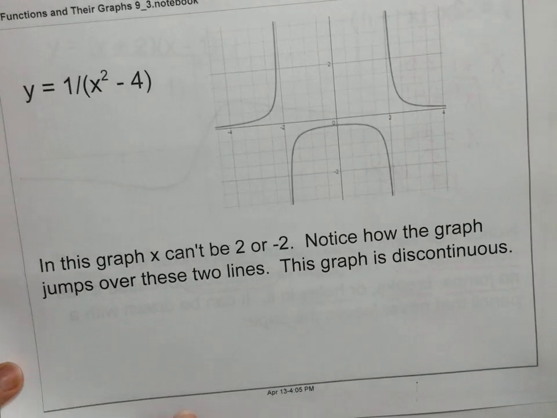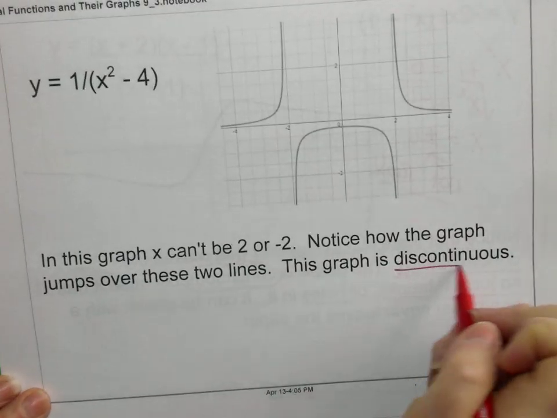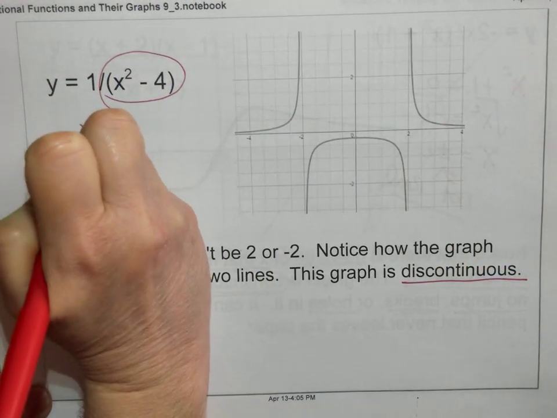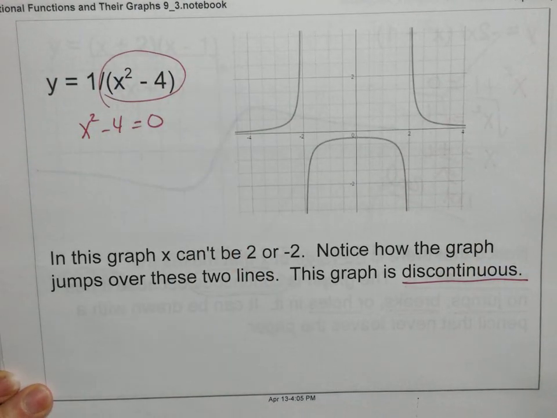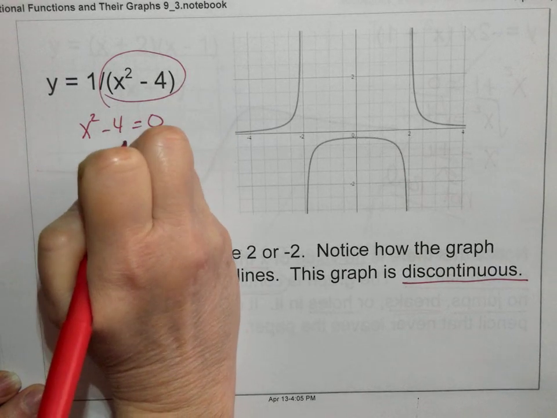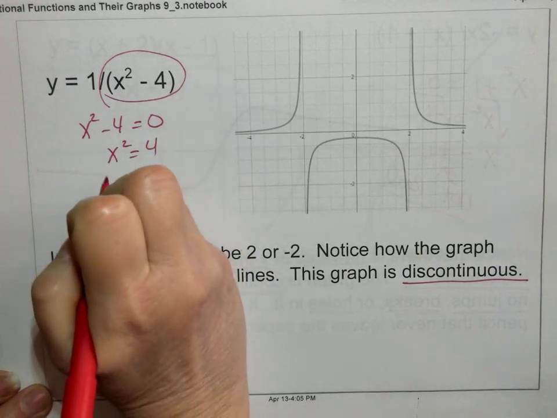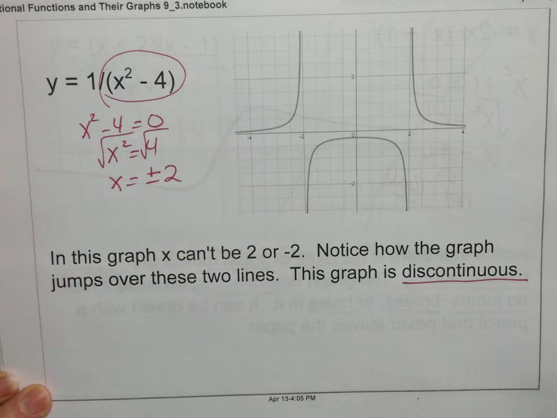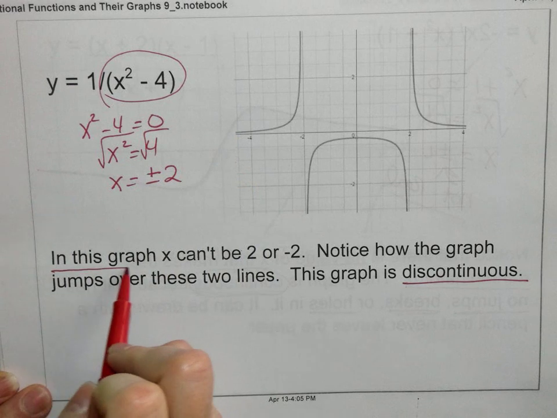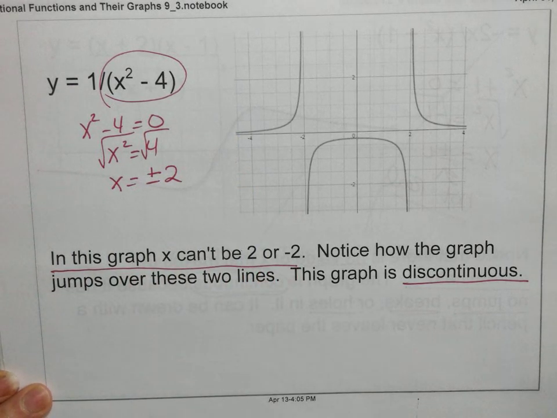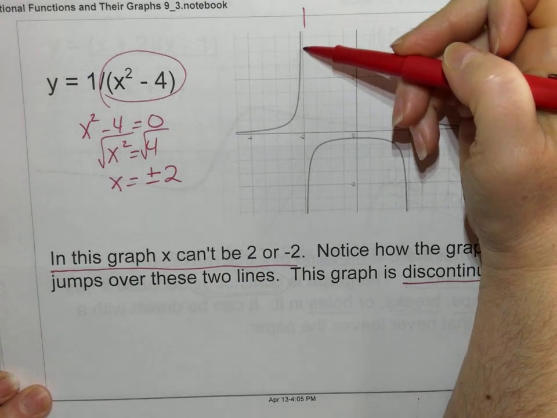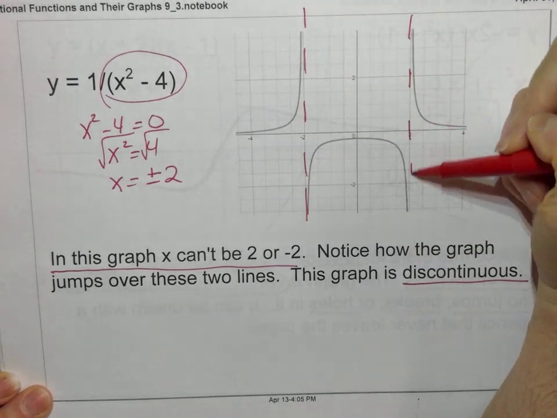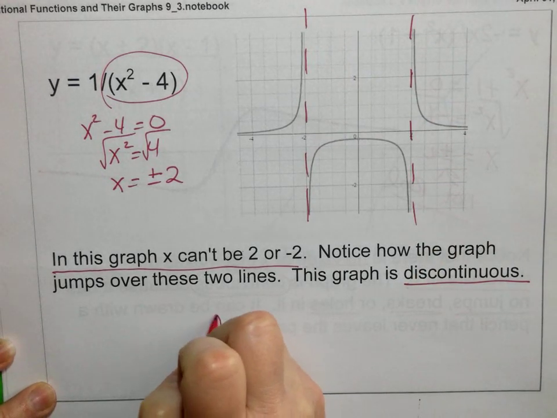Let's see what a non-continuous or discontinuous function looks like. Okay. Again, we start with what we talked about at the beginning. x squared minus 4 is equal to 0. When is that true? Well, it's true when x squared is equal to 4. I take the square root. It's true when x is plus or minus 2. Wait a minute. This is the graph. The x can't be plus or minus 2. And we draw those like this. And they have a special name. They're called asymptotes.